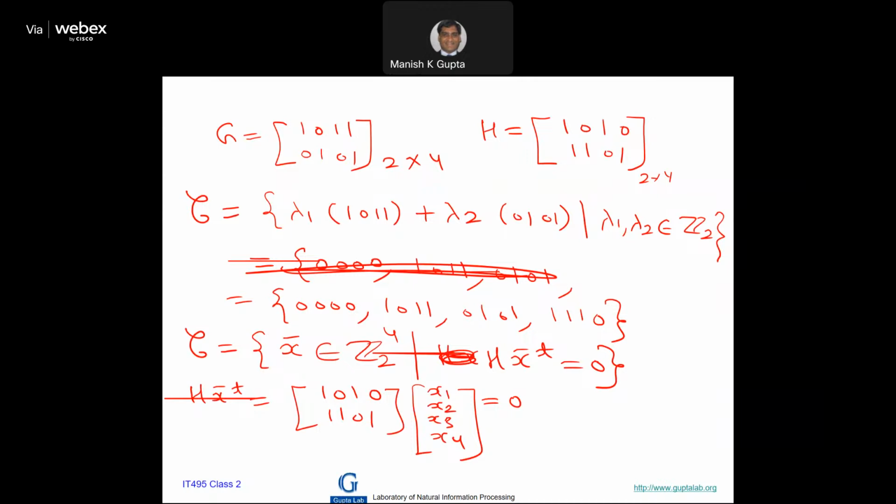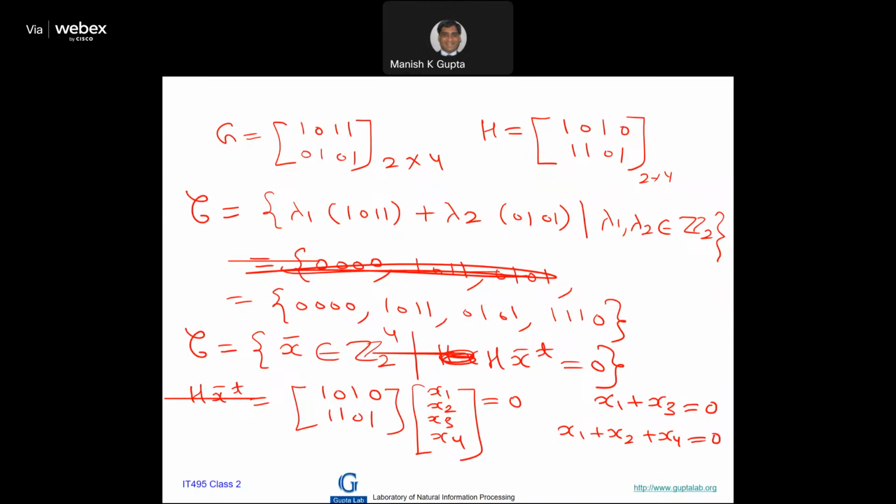Now I can just multiply. That means what? When you multiply, this will give us x1 plus x3 is equal to 0. And the second one, we are going to get x1 plus x2 plus x4 is equal to 0. Do you agree? I want to find x. For what x this will happen? So I'm just multiplying. HX transpose is equal to 0.